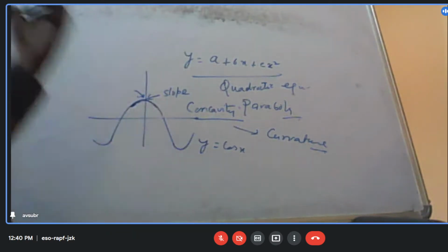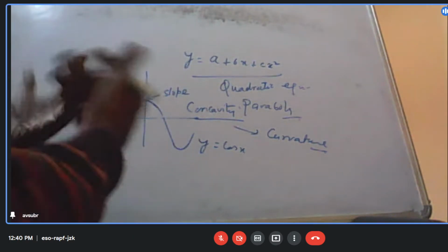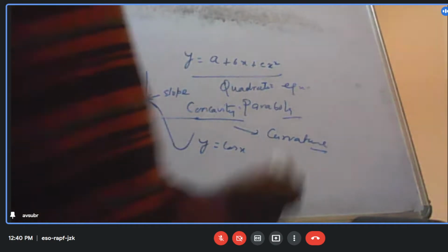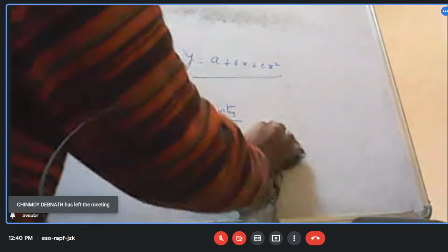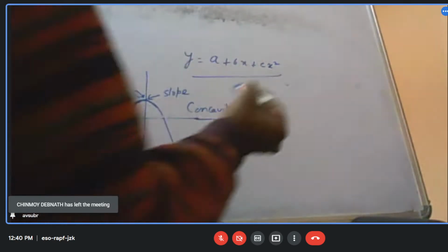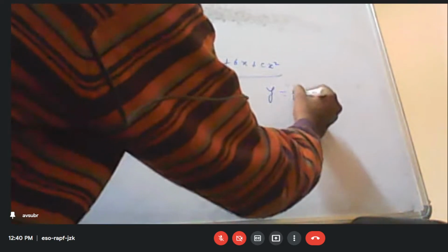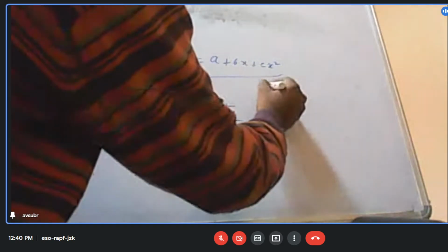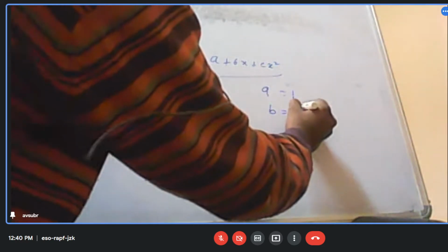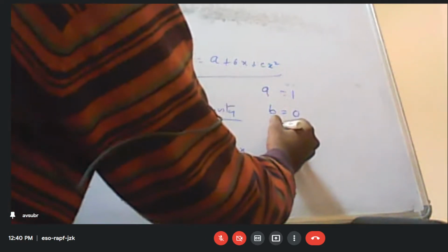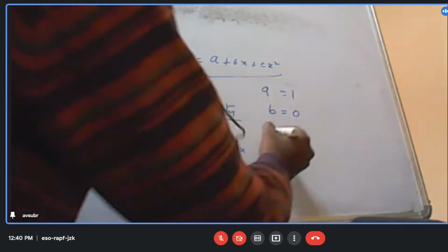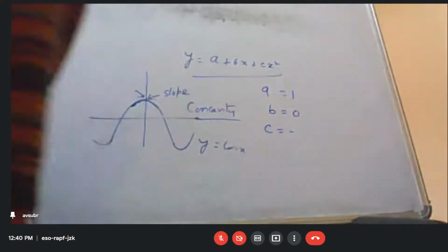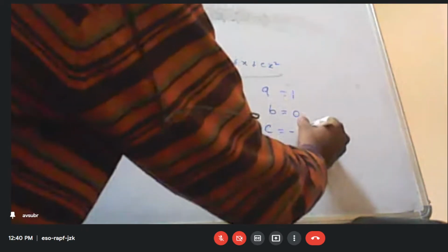So this is what it should be. So now what do we need to find out? We need to find out the values of A, B and C. What is the value of A? A is 1. B is equal to 0, and C is equal to minus 1 by 2.